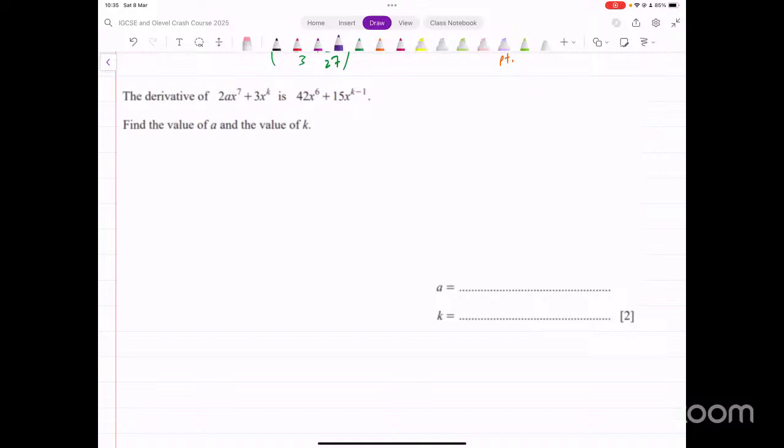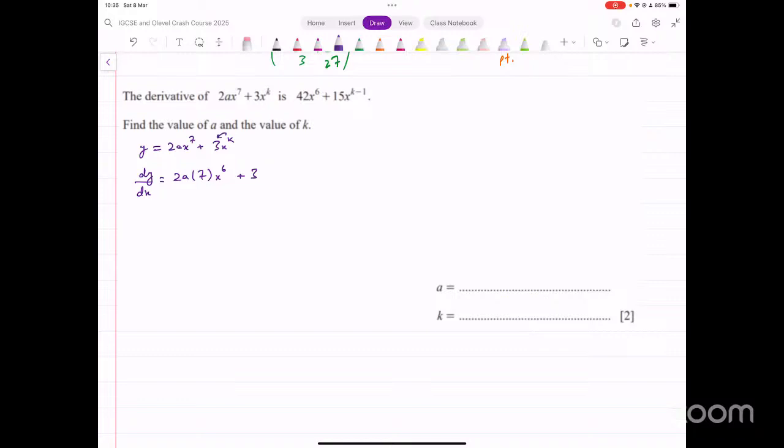Let's say the original function is y equals 2ax raised to the power 7 plus 3x raised to the power k. Can we find the derivative of this ourselves? Let's find the derivative of this. 2a is just a constant. We will keep it as it is. Multiply by the power, so you multiply by 7. Subtract 1 from the power, x raised to the power 7 minus 1, that's 6. Plus 3 is a constant that remains as it is.